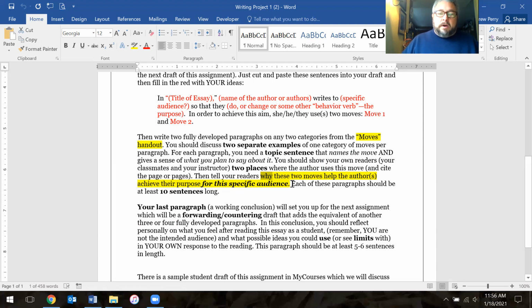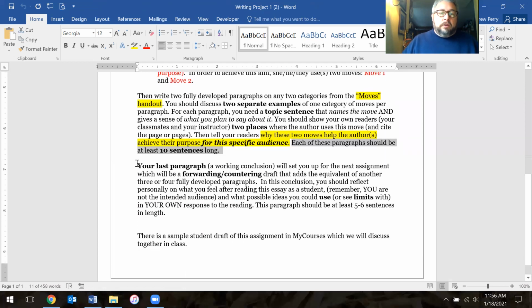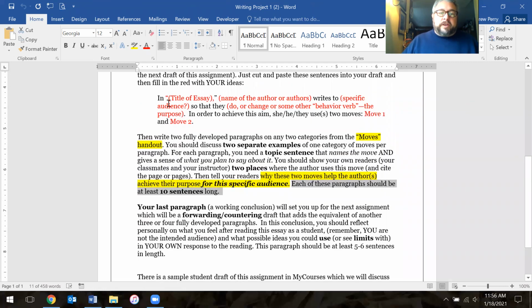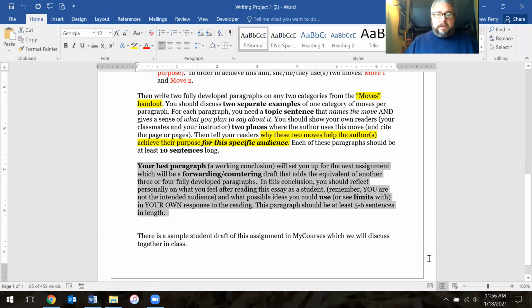You're only going to have 2 body paragraphs in this essay. They need to be a minimum of 10 sentences long per paragraph. Your conclusion, just like the introduction, which is kind of fill in the blank, will be kind of rough. Think of it as an outline for how you might respond in the next paper. All this paper is focusing on the article itself.